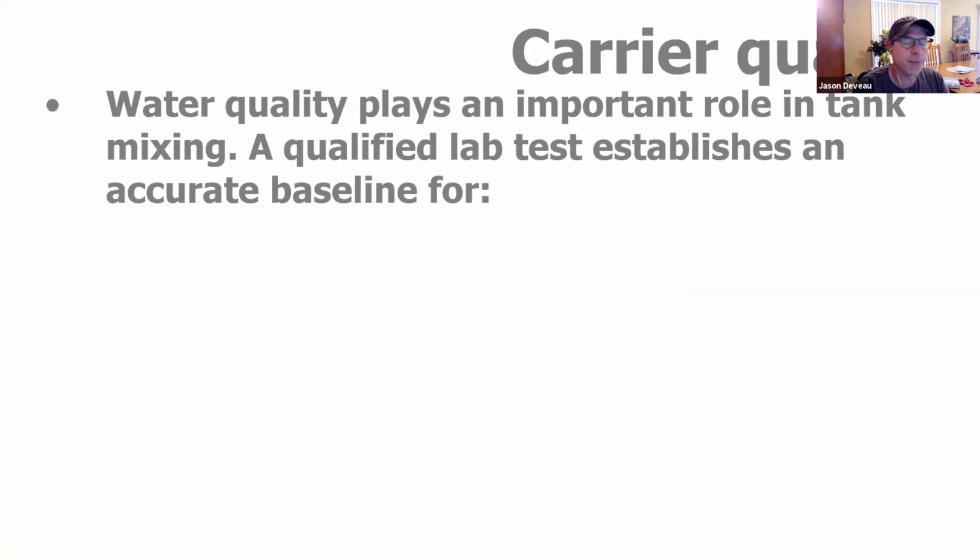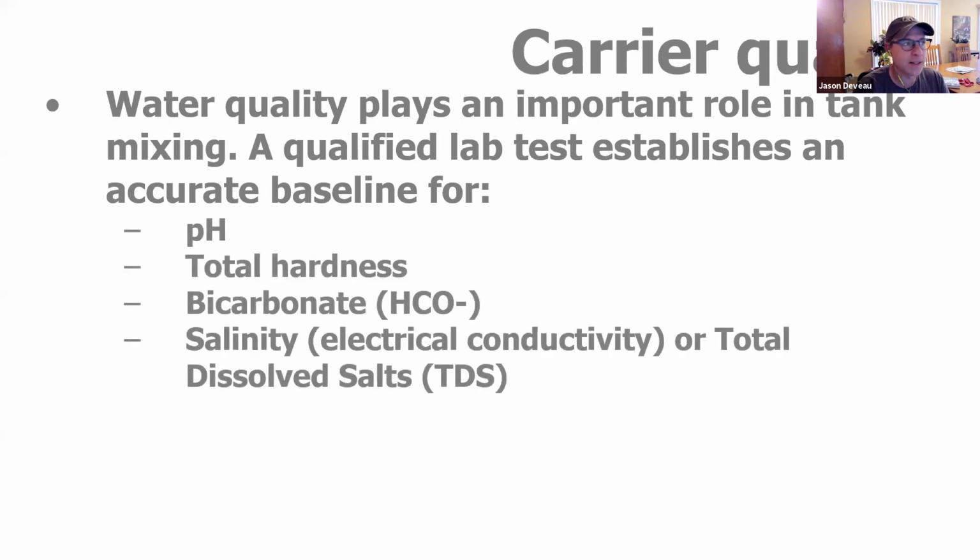And it's really important, if you've never done this, to get a qualified lab test to establish a baseline for your carrier water. A dirty trick is that your water in the spring may not be your water at the end of the season, when water runs a little low, or we don't have snow melting anymore, or aquifers start to drop. It can change depending on your water sources. So you may actually have to get a lab test for different points in the season if your water changes a lot. But here are the 4 things you want from your lab test.